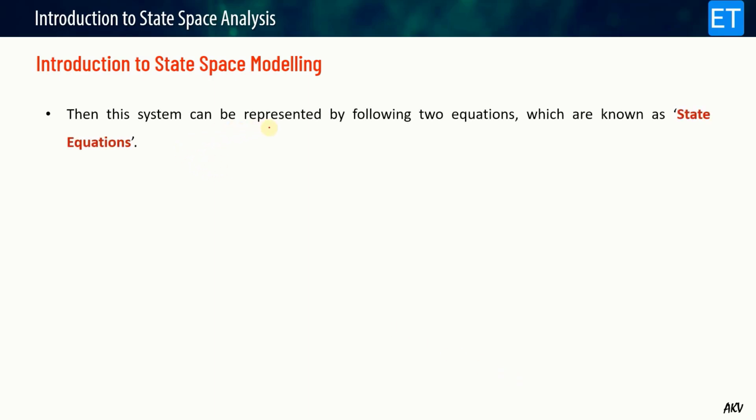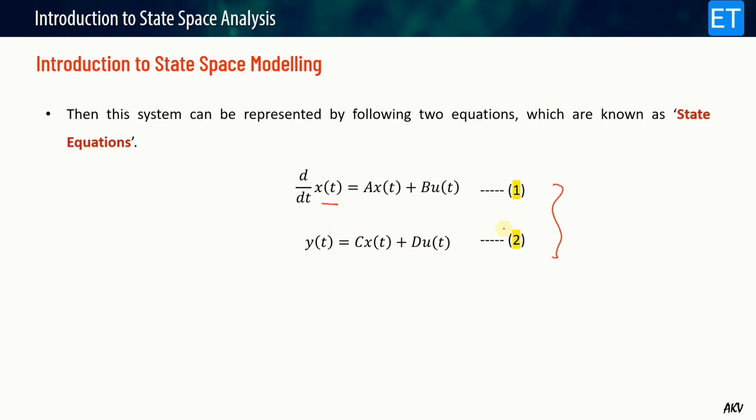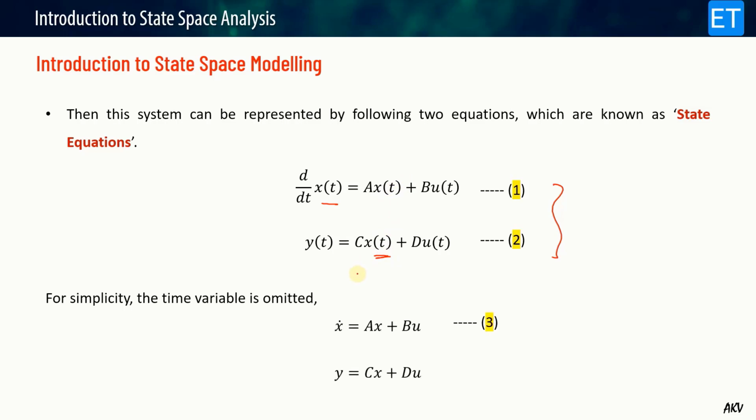And then this system can be represented by the following two equations, which are also known as the state equations. The first equation is d/dt of x(t), where x is your state variables, equal to A x(t) plus B u(t), and the second equation is y(t) equal to C x(t) plus D u(t). These two equations are the representation of any system in the state space domain. For simplicity, sometimes we omit the t variable. So in compact form, we write these two equations as x dot equal to Ax plus Bu, y equal to Cx plus Du.